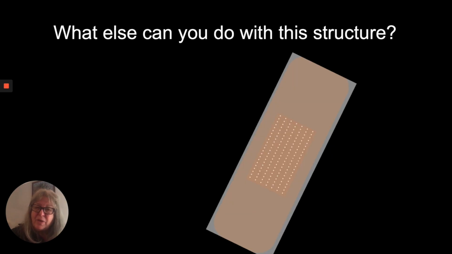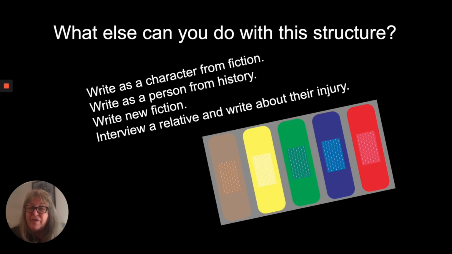What else could you do with a structure about an injury? What else could you do besides just telling about something that happened to you? You could write as a character from some piece of fiction. Any piece of fiction involves things happening that are conflicts, of course. That's what plots are made of. So often those plot pieces, the conflicts, involve some sort of an injury. Or you could write about a person from history. Pick somebody that you're studying in social studies and talk about some sort of injury that they experienced.